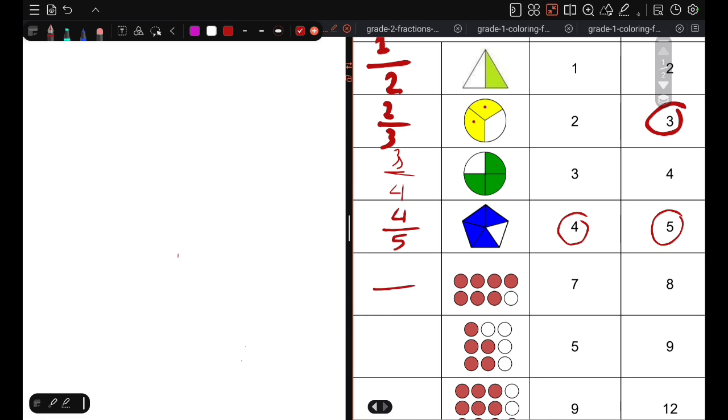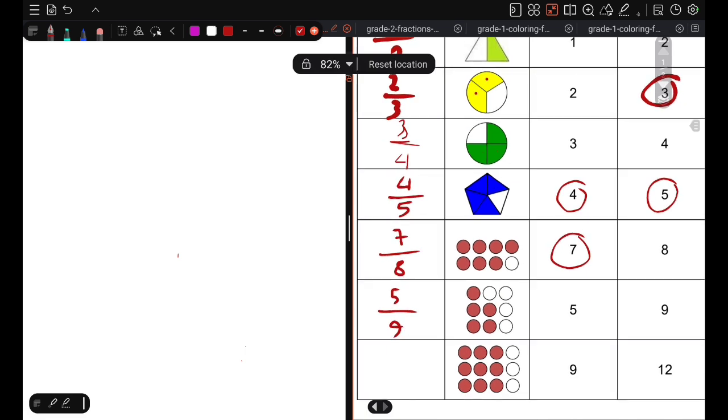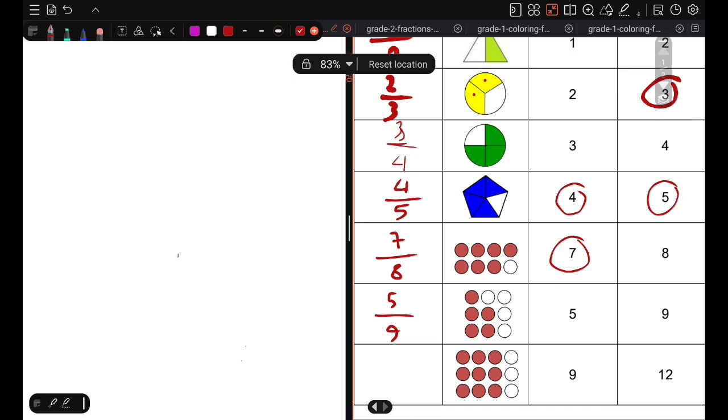Okay. And the next one, I have a different shape of a fraction. I have 8 circles. Okay. And I have 7 colored circles, and I have 8 equal circles as a denominator. Okay, the next one, I have 9 in the denominator and 5 up in the numerator. 5 color parts and 9 equal parts in the denominator. Okay, the last one, I have 12 equal parts, and up in the numerator I have 9 color parts. So this is 9 over 12.